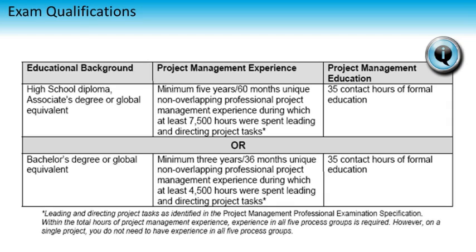The nice thing about having a bachelor's degree or a global equivalent is that you only need 3 years of unique, non-overlapping professional project experience of at least 4,500 hours. Versus a high school diploma or maybe just an associate's degree, where you need 5 years of non-overlapping experience with 7,500 hours. So they really want to make sure that you come in with the education and the experience necessary.